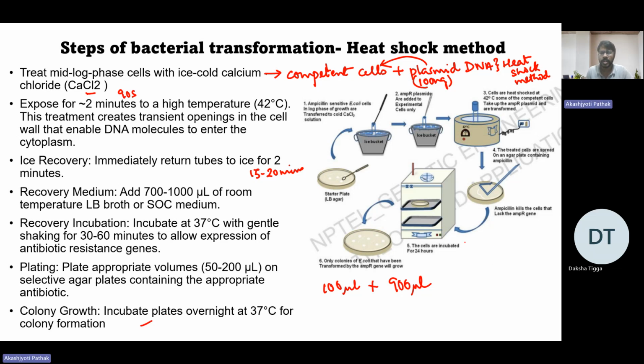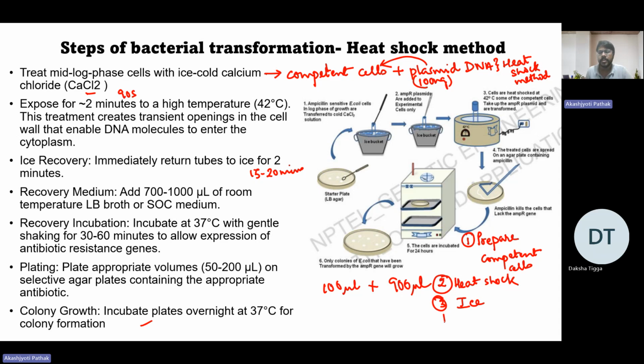So what are the steps? First of all, you need to prepare competent cells. How do you prepare competent cells? By treating the bacterial cell with calcium chloride. Then the next step is, once you have prepared the competent cells, you will give a heat shock. Heat shock is given at what temperature? It is given at 42 degrees Celsius for 90 seconds. Then after the heat shock, you again incubate it in ice for 5 to 15 to 20 minutes.